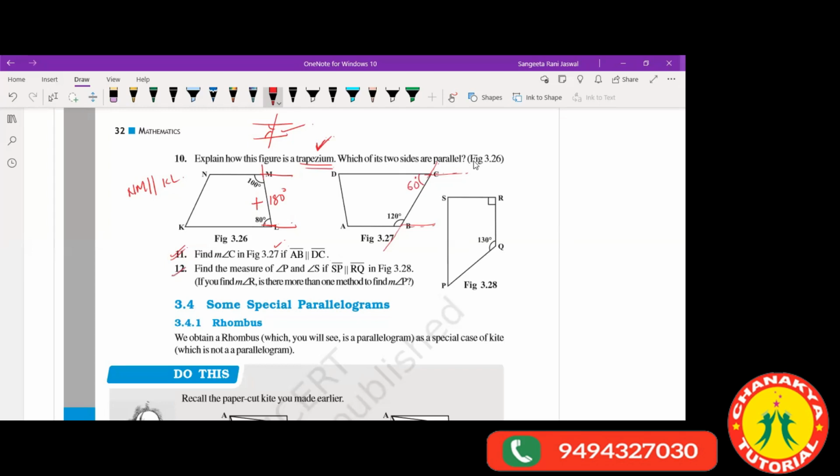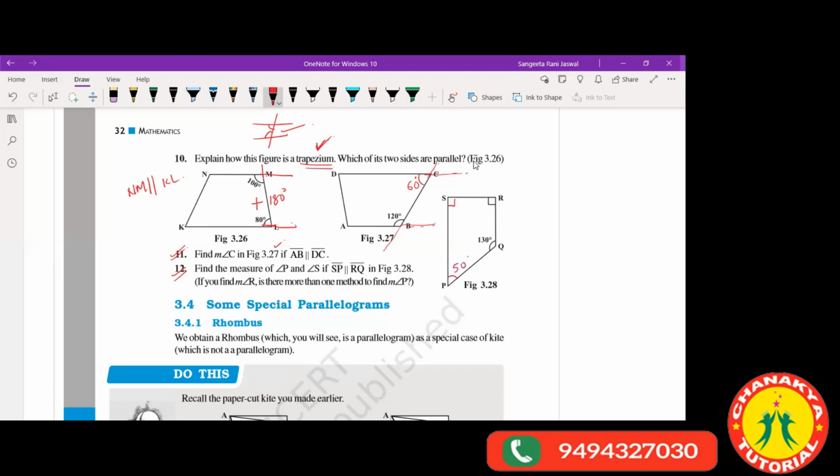Now showing you the 12th question. Find the measure of angle P and S. If SP is parallel to RQ, these two sides are the parallel sides. Ma'am, so S is 90 degrees and P is 50 degrees, right? R is already given here, this is 90. If this is 90, then this will also be 90. If this is 130, then this will be 50.